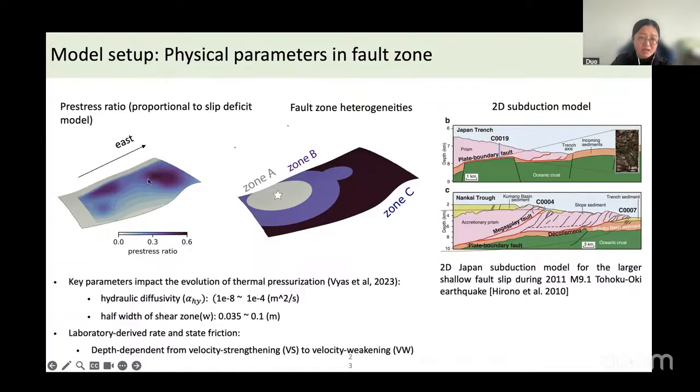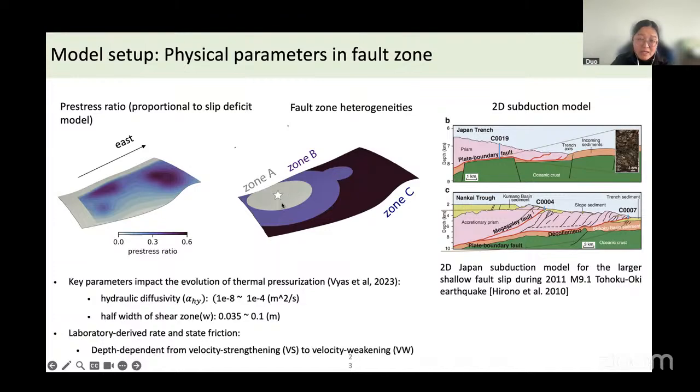So the color indicates which area of the fault is more firmly locked compared to the other part, and this is constrained by geodetic inversion. We also consider complex fault heterogeneity, which has this shape, with these three zones.